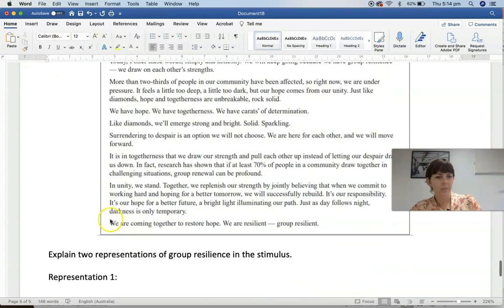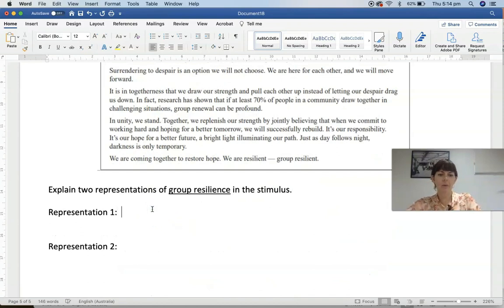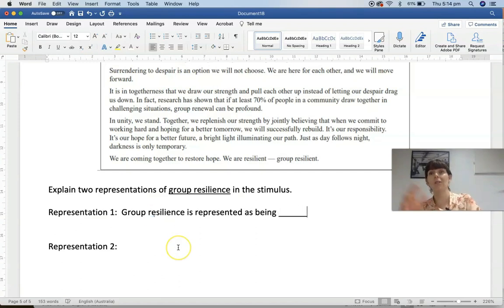Here it is, same old formula. Explain two representations of group resilience in the stimulus. So my topic is group resilience. And I just need two ideas or messages that I got from this stimulus. Let's have a look. I might set myself up with group resilience is represented as being. That's a way that you can go into it instead of saying one representation in the stimulus is. So let's have a think about it.